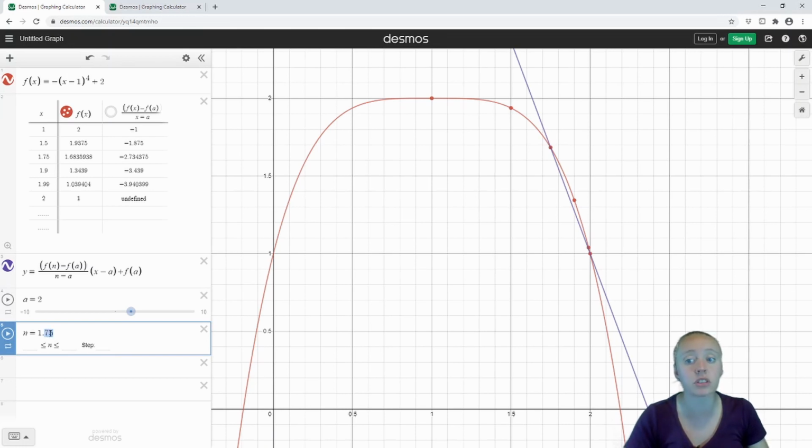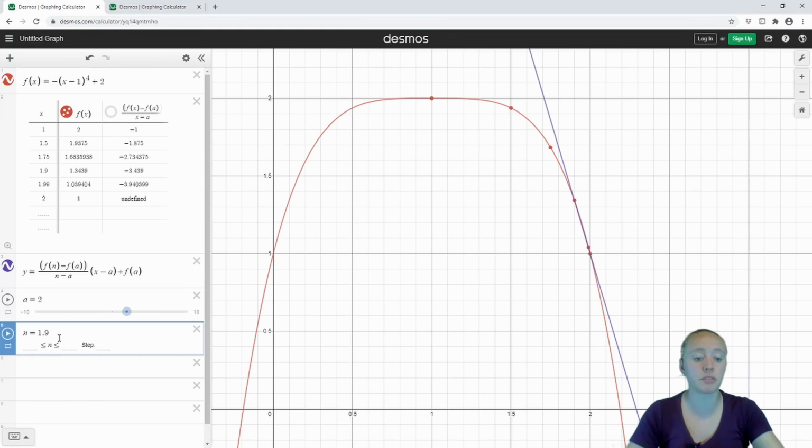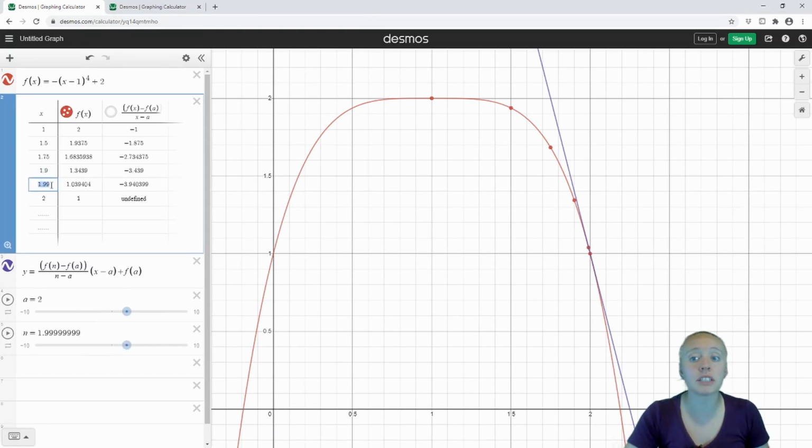If I want to get even closer, I'll go to an x value of, let's do 1.9, because 1.9 is even closer to 2 than 1.75 is. You can see that secant line is getting closer and closer to the slope of our tangent line. And then if I change this from 1.9 to 1.99, or 1.999, or so on, the changes become so small that you can't even see them visually.